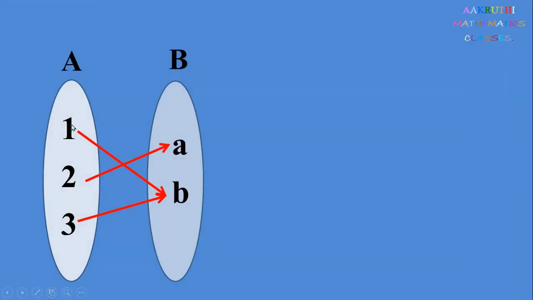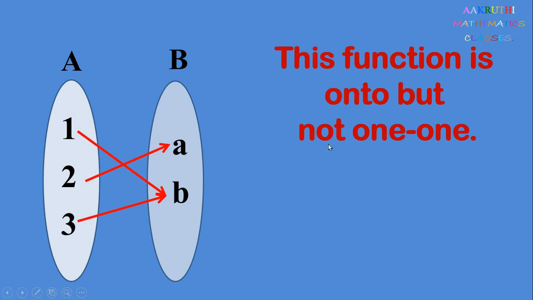Now we consider one more example. Consider this function: 1 related to b, 2 related to a, 3 related to b. So this function is not 1-1, since different elements have the same image. All the elements of the codomain are images, so this function is onto but it is not 1-1.